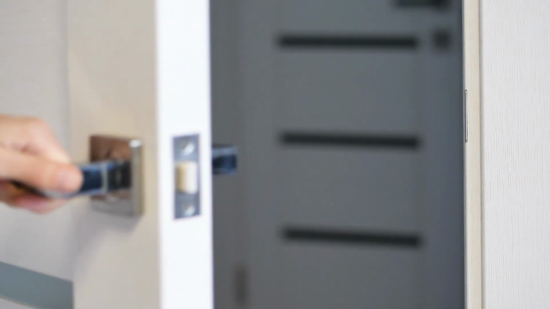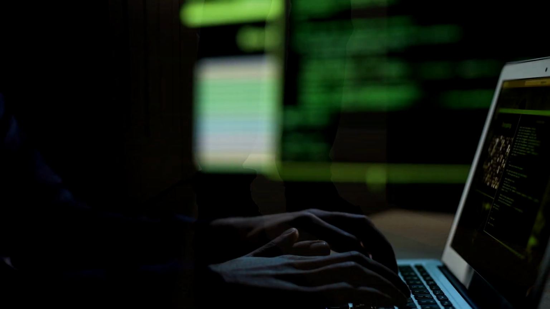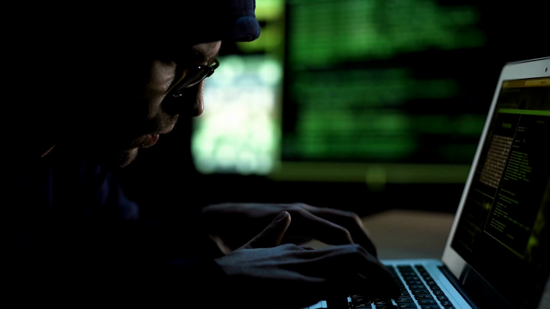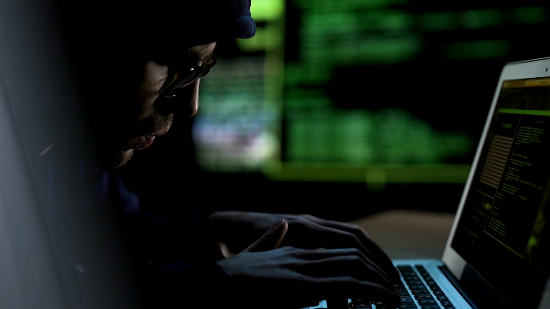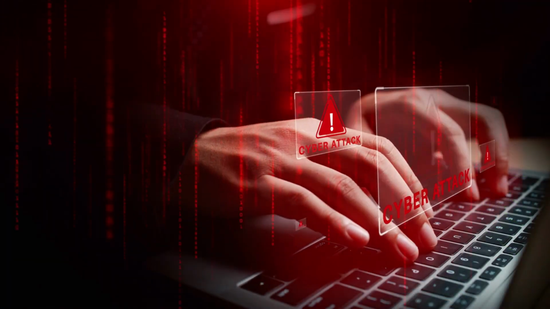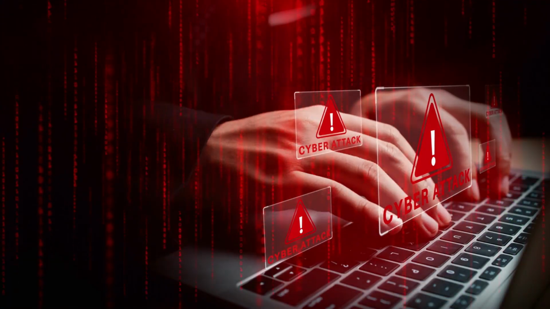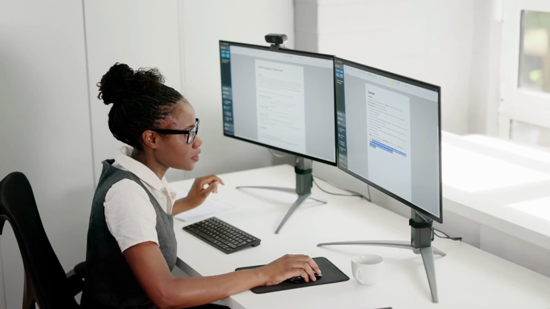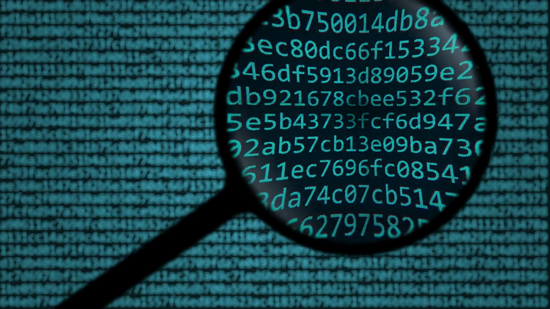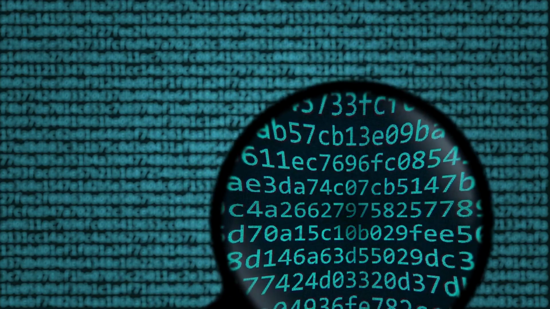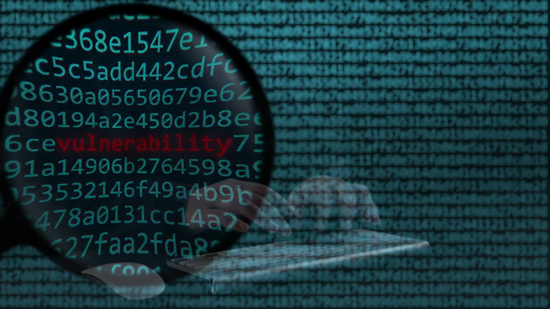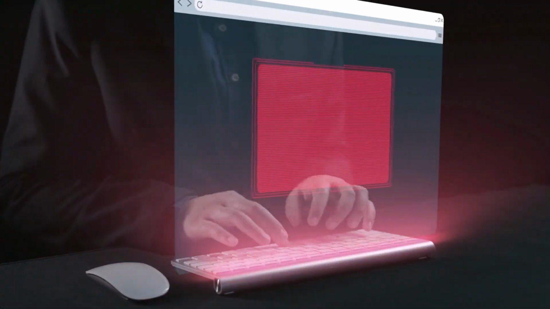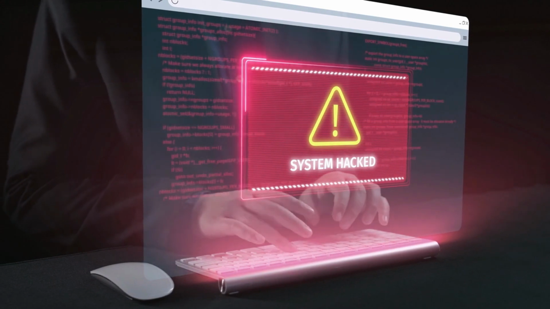Imagine leaving the door of your house unlocked at night. Anyone could walk in without permission. In the digital world, the same thing happens to computer systems. Small security weaknesses can allow hackers to break in, steal data, or damage systems. These weaknesses are known as cybersecurity vulnerabilities. But what exactly are they, and why are they so dangerous?